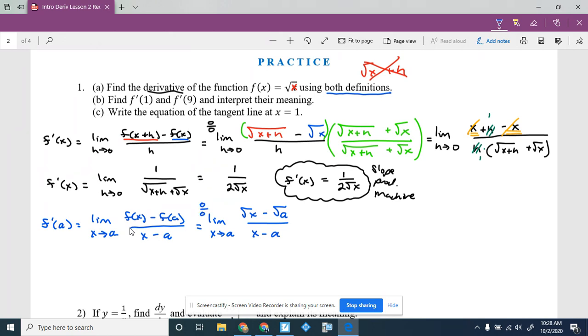You're always going to get 0 over 0 initially when you do the definition of the derivative. So I've got to try something. Well, what can I do? Actually, I can do exactly what I did up here.